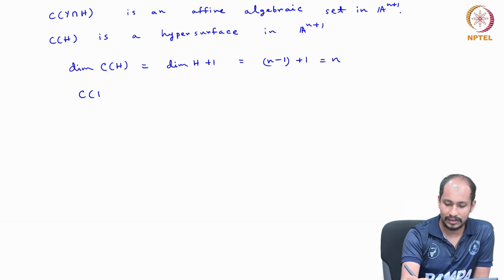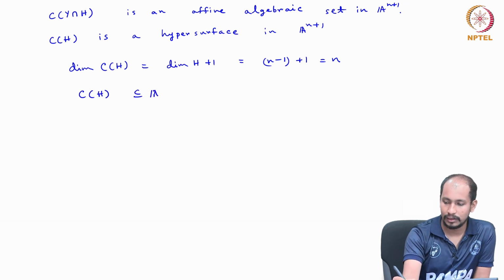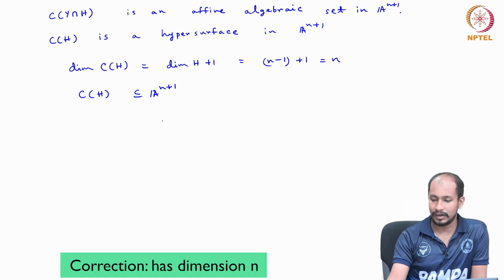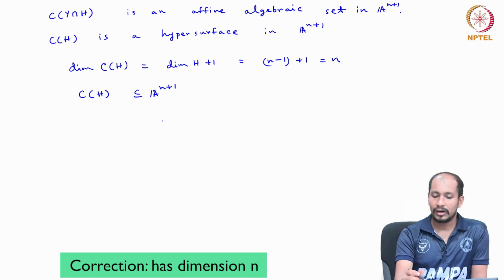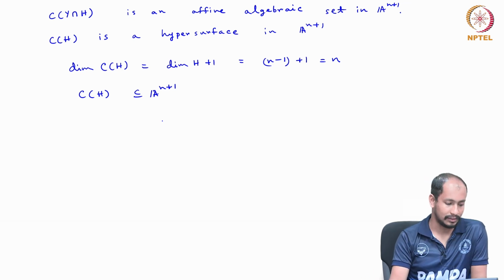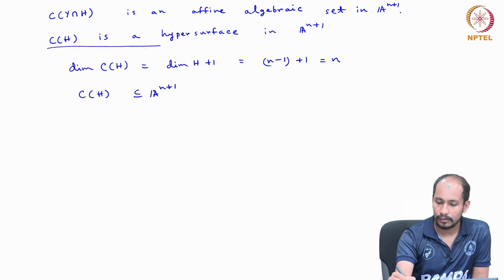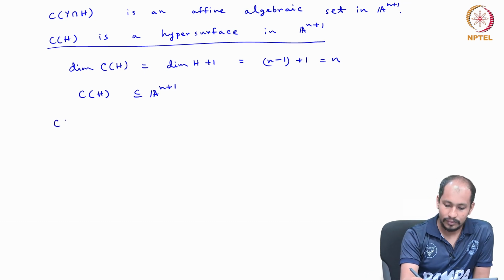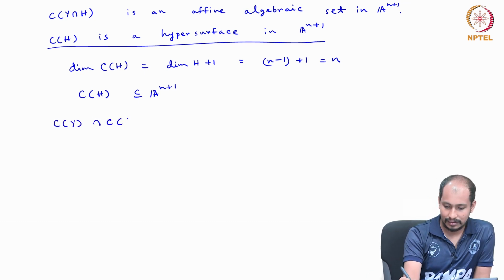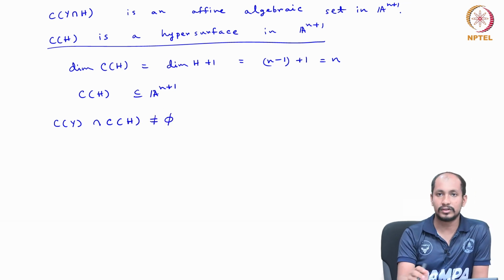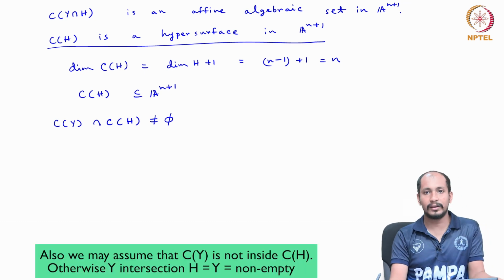So CH is inside A^(n+1), and it is an affine algebraic set of dimension n, and also H is irreducible, so CH will also be irreducible. So CH is a hypersurface in A^(n+1). Now CY intersection CH intersects, because the point 0 0 0 0 is there. So we can apply the previous problem.